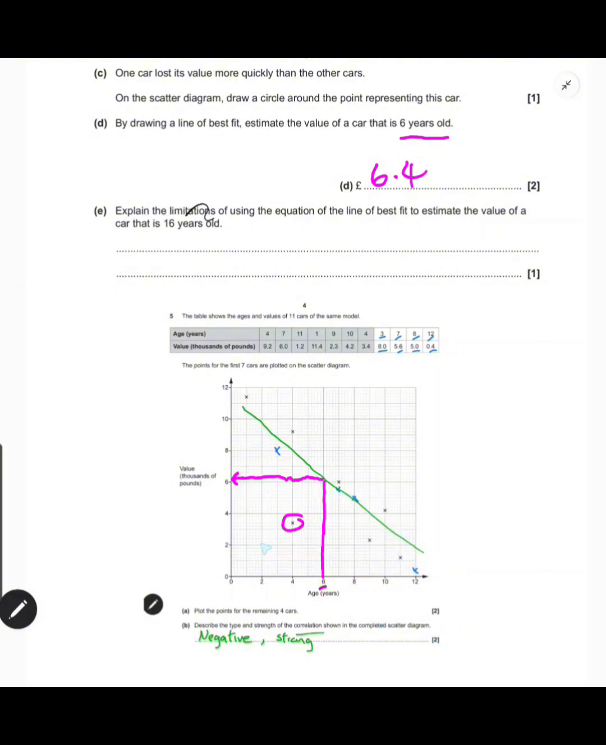And then part E, it says explain the limitations of using the equation of the line of best fit to estimate the value of a car that is 16 years old. Well, if we moved right along here to 16 years old and focused on this line, we'd be into negatives. So I'm just going to write that down. And of course, we can't have a negative value of a car.